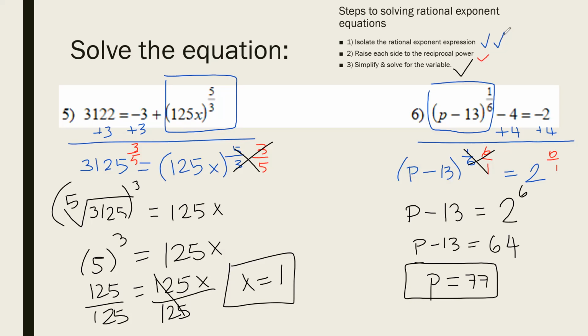Did you get p is equal to 77? Well, let me walk you through how we did it. So first, isolate your rational exponent expression. We needed to add 4 to both sides. We ended up with p minus 13 to the 1/6 is equal to 2.